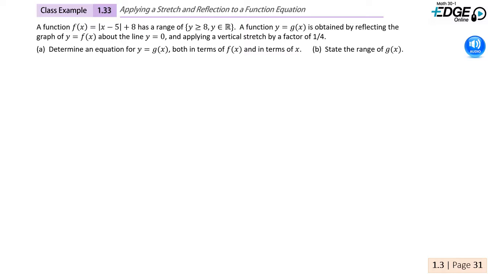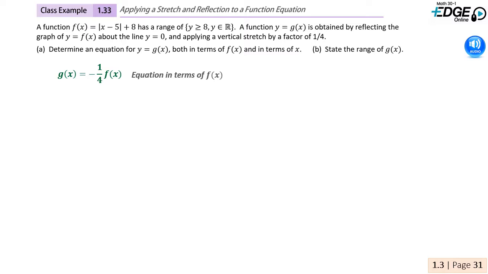So the first part asks us to determine an equation for y equals g of x in terms of f of x, and then in terms of x. What does it mean to write an equation in terms of f of x? It means that we simply represent the original function as f of x and represent the transformed function g of x as a transformed f of x, which is, say, we just write in the parameters that affect it.